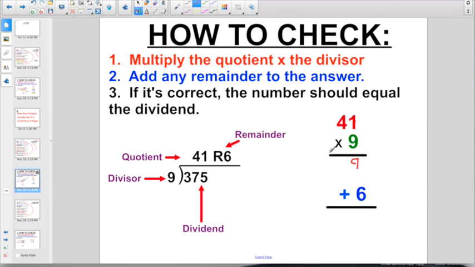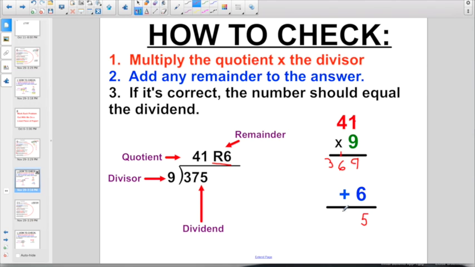9 times 4, hey, that was 36, right? So I have 369, but then I have to add any remainder to the answer. So I have 369, and I have to add on my remainder of 6. So 9 plus 6 is 15. Write down my 5. I'm going to carry my 1.